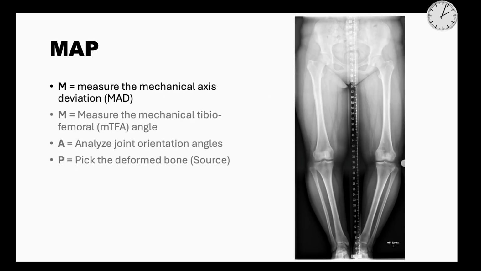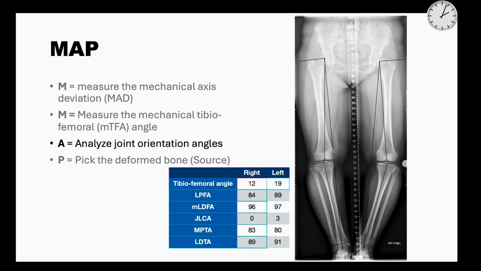MAP process. Begin by drawing the mechanical axes and measuring the MAD, which is the distance between the axis and the center of the knee joint. An additional M can be added for measuring the mechanical tibiofemoral angle, MTFA, which is the angle between the mechanical axis of the femur and that of the tibia. This angle represents the total varus or valgus deformity in the coronal plane around the knee.